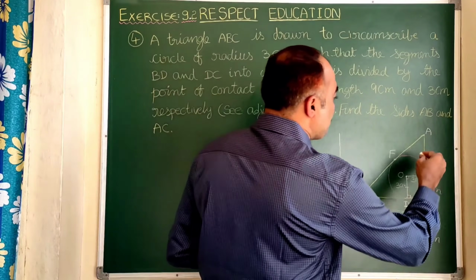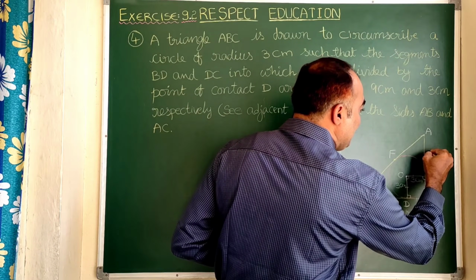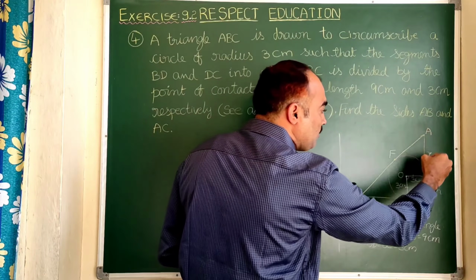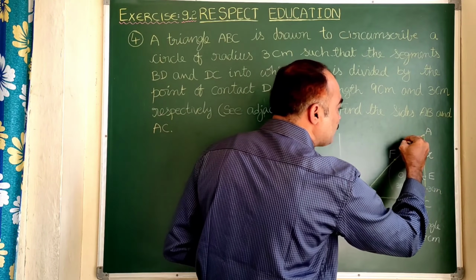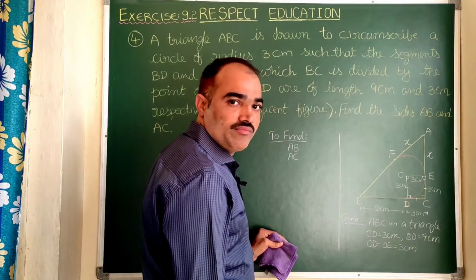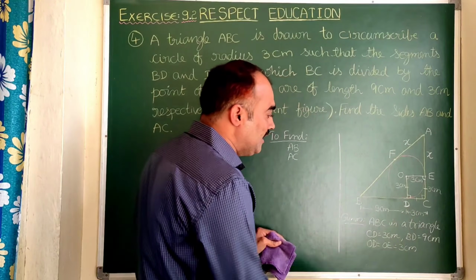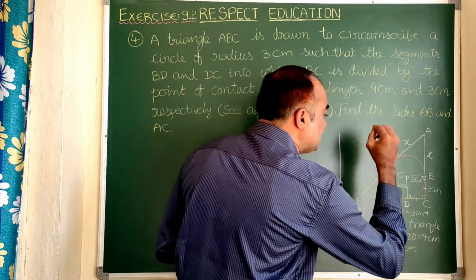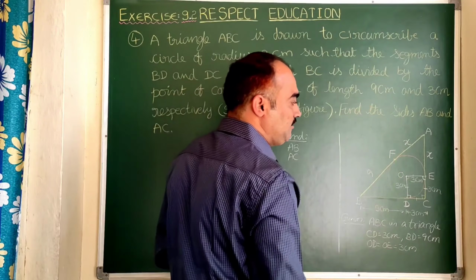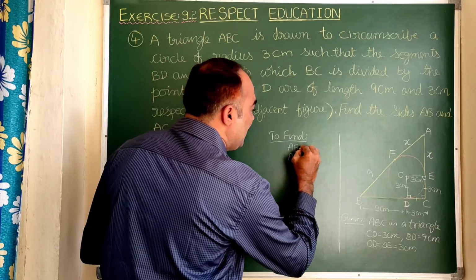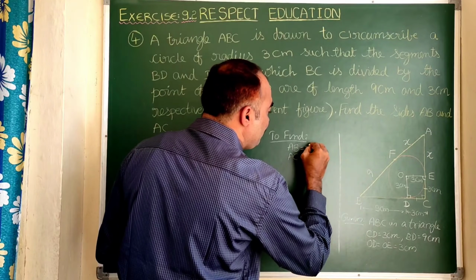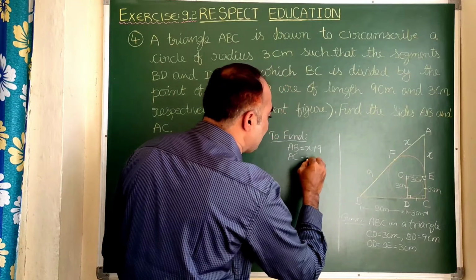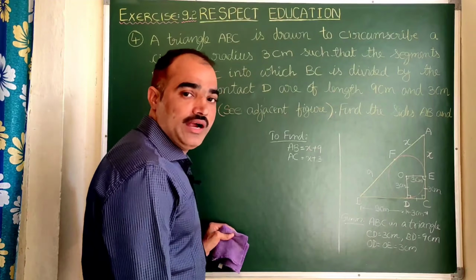Clear? Now let us consider, for example, AE as x. As we know, the tangents drawn from an external point are equal, AE is equal to AF, so AF also will be x centimeter. Same way from B, BD is equal to BF, since BD is 9, BF is also 9 centimeter. So AB is equal to x plus 9 centimeter, and AC is equal to x plus 3 centimeter. These are the values we need to find.